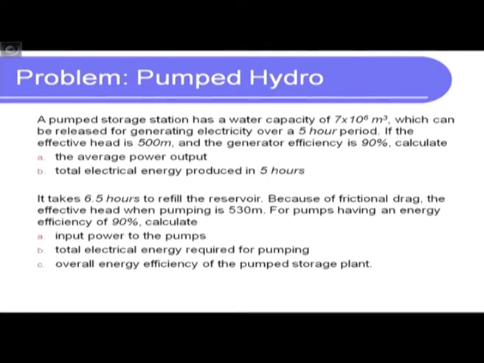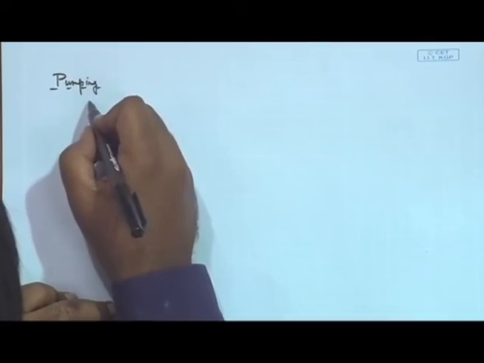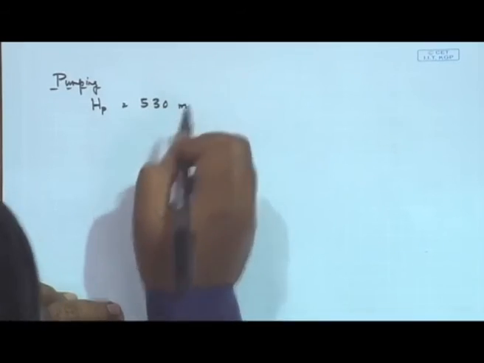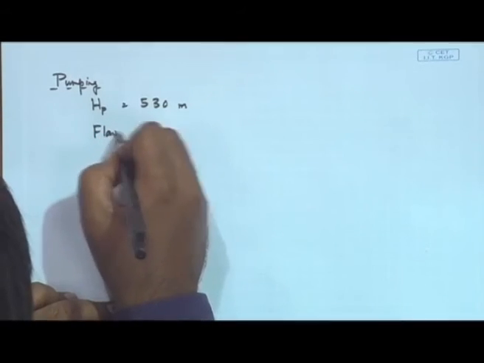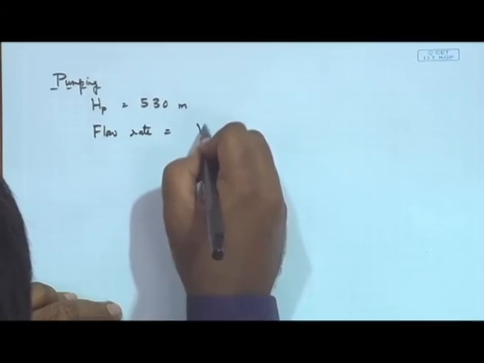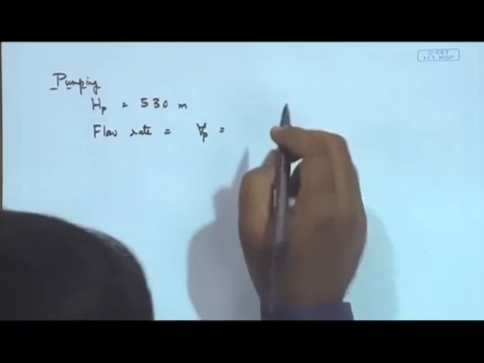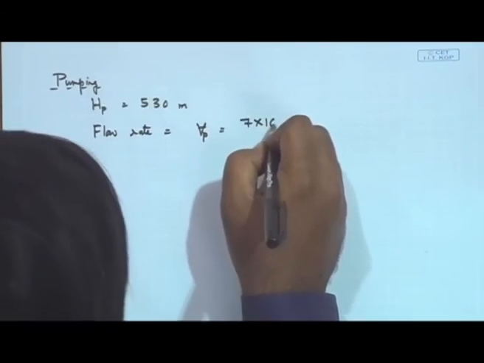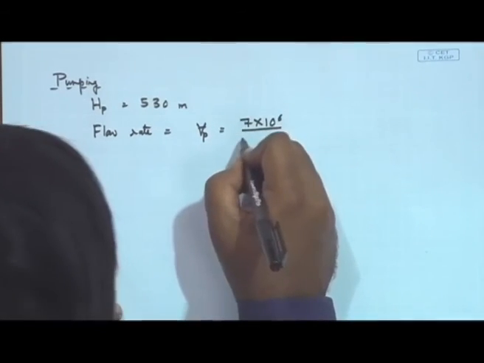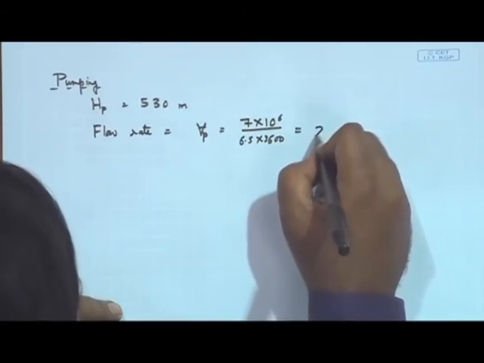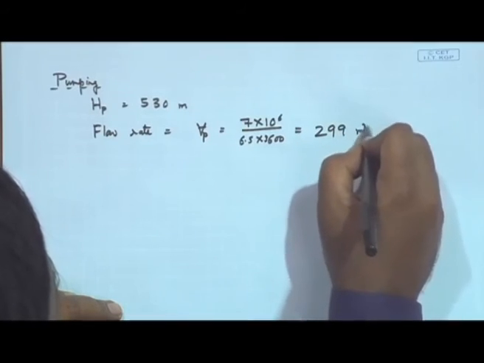Okay. So, for pumping, second part, I will move a little fast now that we know how to do things. Effective head H P is 530 meters. And what is the flow rate? This happens over 6.5 hours. So, we will again see the same volume flow rate, 7 into 10 to the power 6 divided by 6.5 into 3600, and that turns out to be 299 meter cube per second.